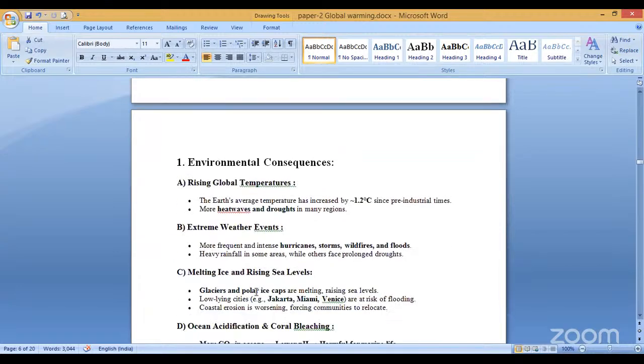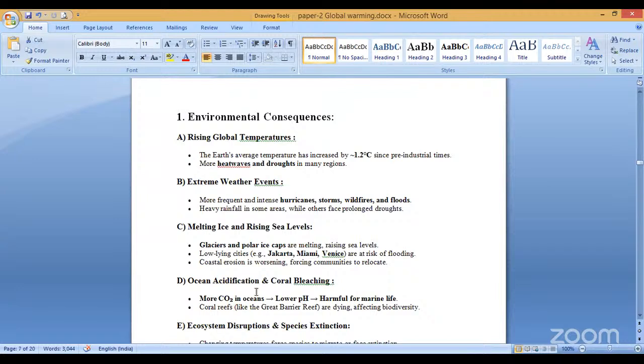Coming to the first one, the environmental consequences. First is the rising of global temperature. The average temperature has increased by 1.2 degrees centigrade since pre-industrial times. There are more heat waves and droughts in many regions due to rising global temperatures.